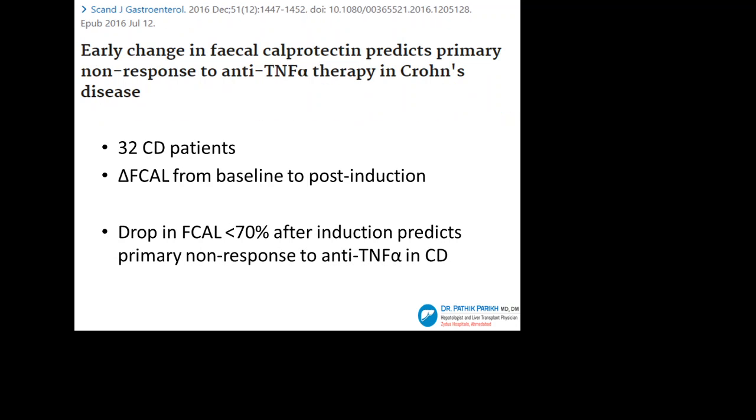Now this is one more important study in Crohn's disease, where they looked at whether the patient is likely to respond to infliximab or not. In 32 Crohn's disease patients, they measured fecal calprotectin at the onset of the disease and at the completion of induction therapy. If the fall of fecal calprotectin after the induction is less than 70%, it predicts that there is no response to anti-TNF alpha therapy in these patients.